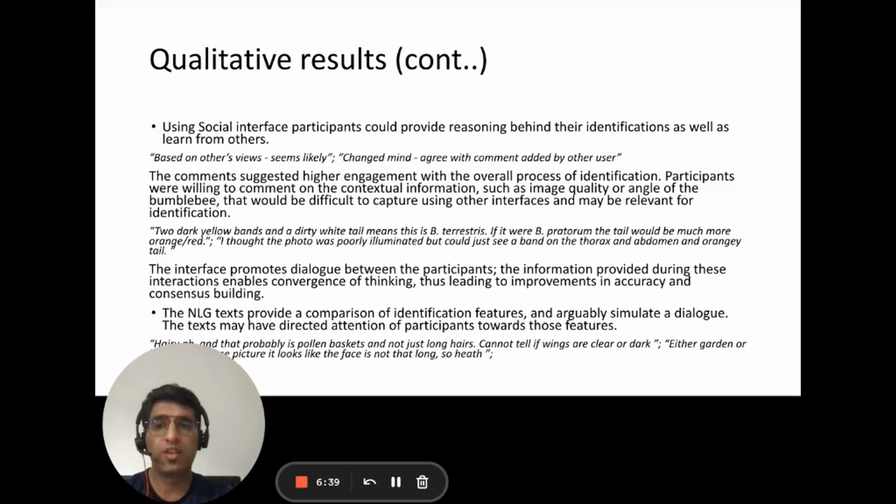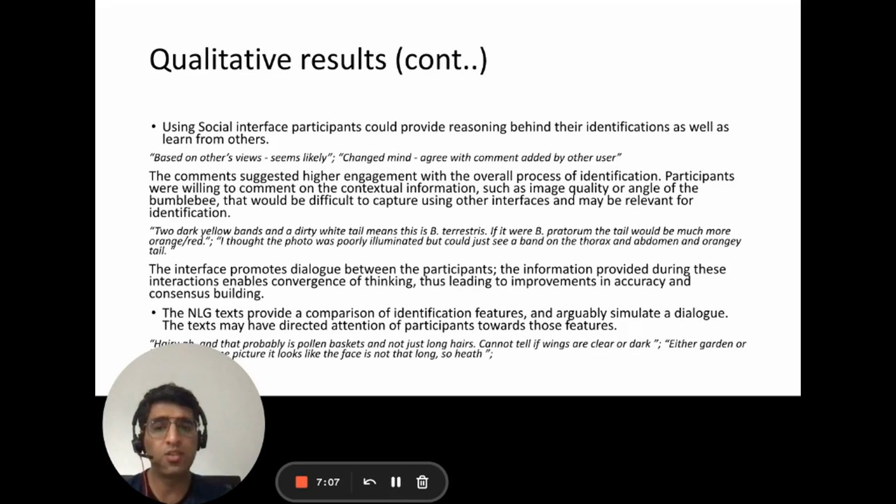Using the social interface, participants could provide reasoning behind their identification as well as learn from others, including if they had overlooked certain features. The comments left suggested higher engagement with the overall process of identification. Participants provided information that is difficult to capture using other interfaces. The interface promotes dialogue, and the information provided enabled convergence of thinking.